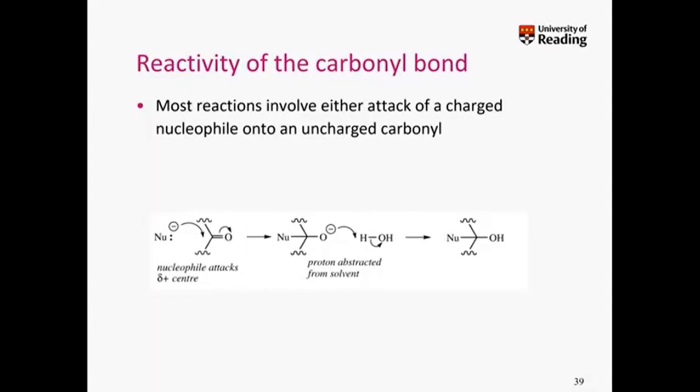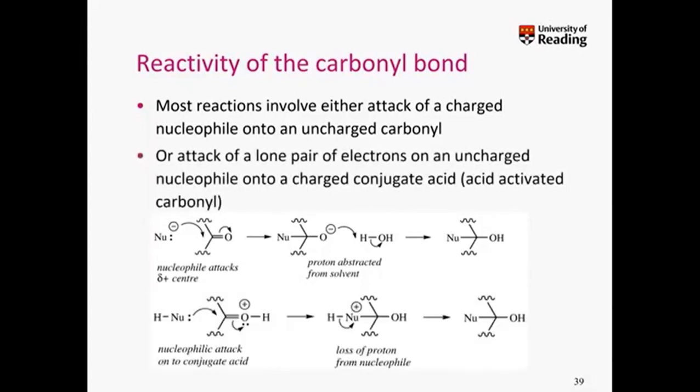Okay. But if we've got a charged nucleophile, we're doing that reaction where we can attack our carbonyl carbon, we can break the carbon-oxygen double bond, we get a tetrahedral intermediate, and then we protonate it. Okay, so we do the nucleophilic followed by the electrophilic.